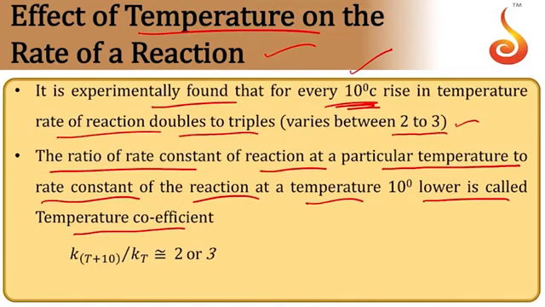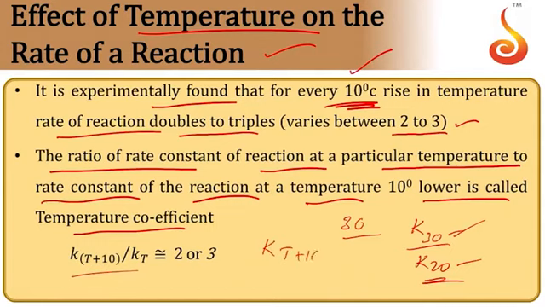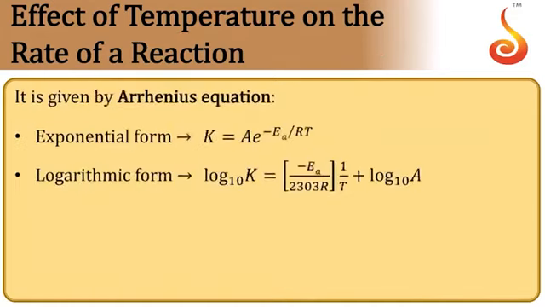Suppose you have taken the rate constant at 30 degrees Celsius. Then the temperature coefficient is K30 by K20, which is called the temperature coefficient of the reaction. The difference must be 10 degrees; one will be 10 degrees lower and the other 10 degrees higher. Mathematically you can write K at T plus 10 by K at T, which is nearly equivalent to 2 to 3 times. It's called the temperature coefficient of the reaction.